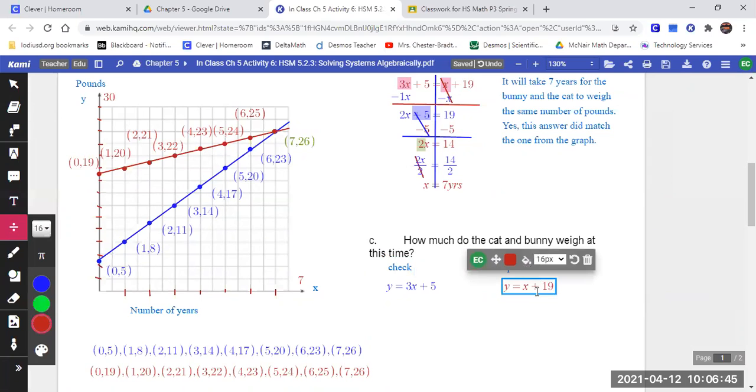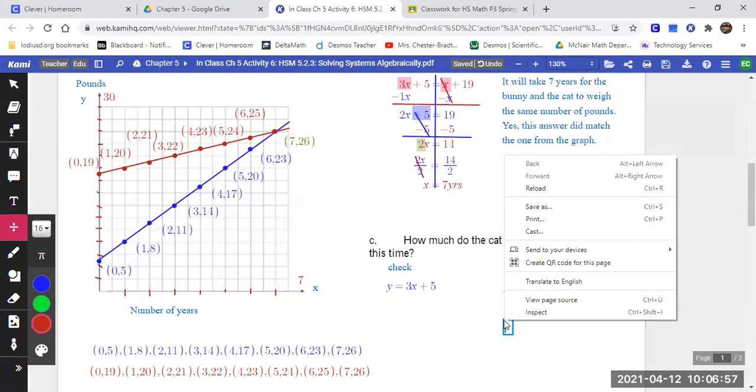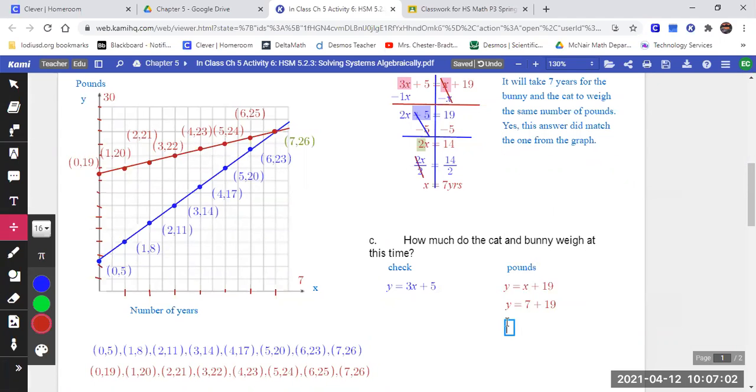Okay, so we're going to solve this pounds. We are replacing the x with the 7 we just found. So 7 plus 19, what does that equal? What's 7 plus 19 equal? 26 pounds. Okay. Remember, we need to put our units of measure.